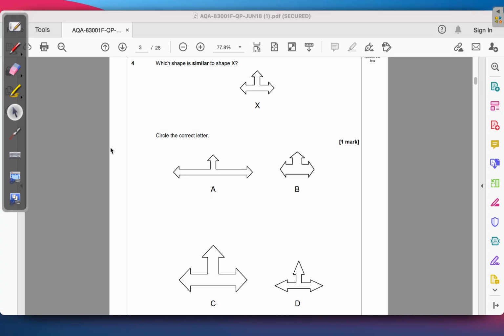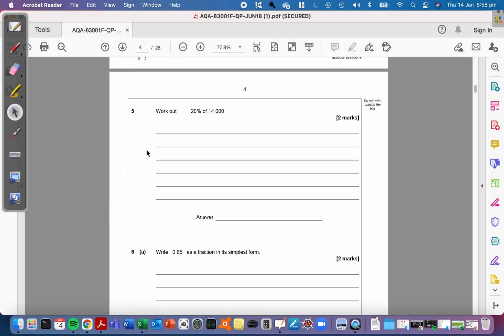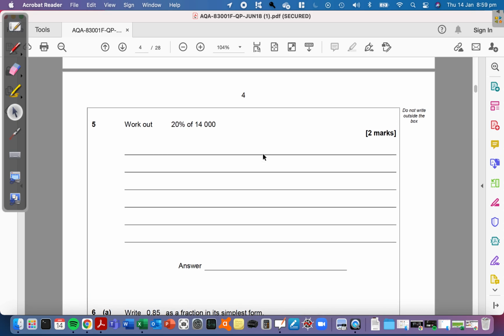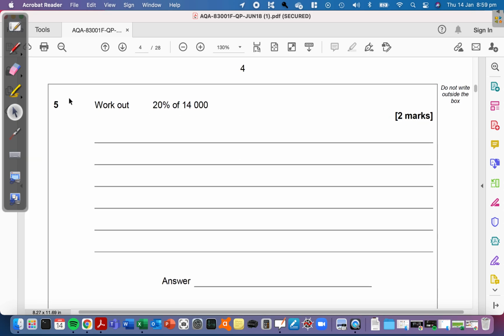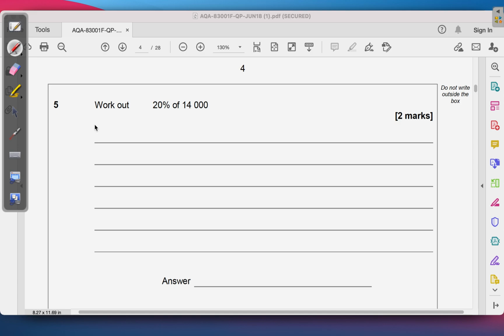So, next one. Work out 20% of 14,000. Okay, now the important thing here is to see, well, what can I work out more easily than 20%? And the answer is I can work out 10% of 14,000. So if I work out 10% of 14,000 and then times it by 2, that'll give me what 20% is. Okay, so let's try that, shall we?